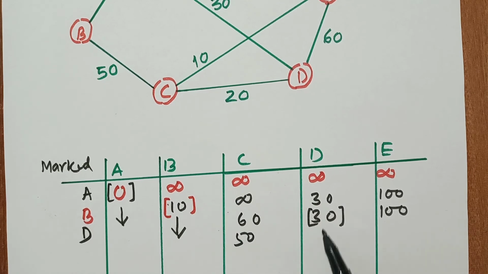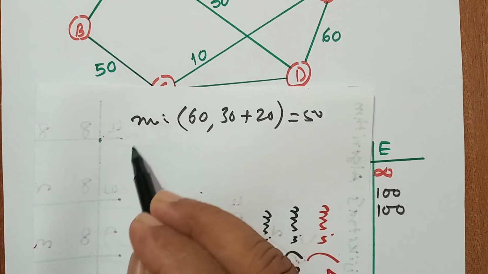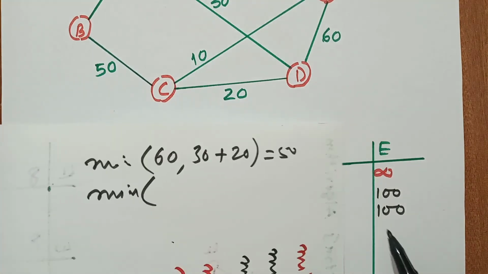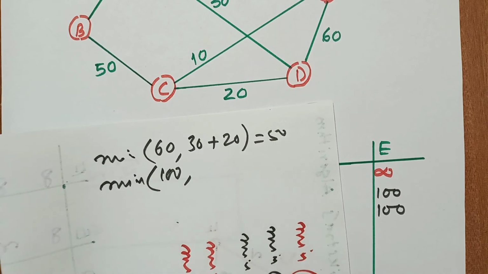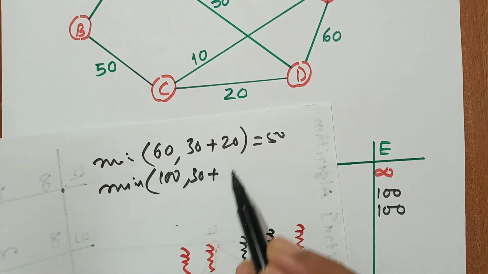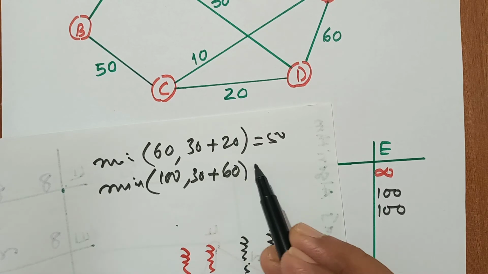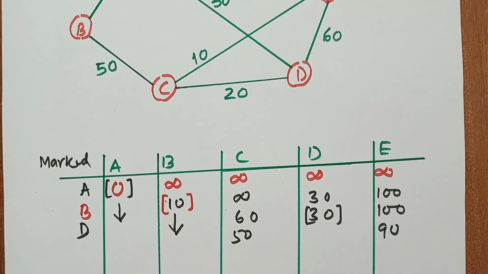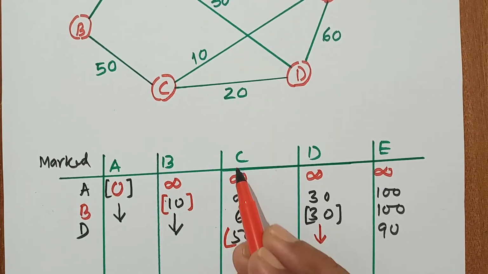Now D to E. Again we write the formula, minimum of the old value of E, which is 100, and the marked value 30 plus weight 60, so 90. The minimum of 100 and 90 is 90, so we write 90 here. Now see what the minimum is. We will not touch this value. The minimum of 50 and 90 is 50, so you mark 50 and write the vertex C here.